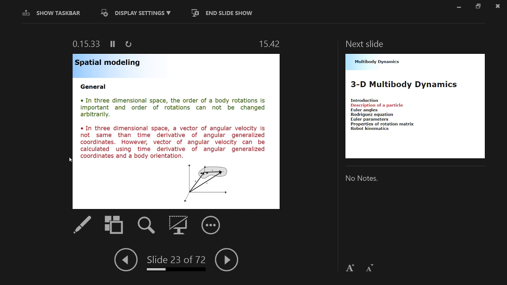And now you hear me and you're like, what? That's all right, because this is a very difficult concept to understand. But basically what I'm saying is that when we have generalized coordinates that describe the body orientation, those are not the same as angular velocities if you differentiate them with respect to time. So this is a very difficult concept to understand. Why are they not the same, how are they related? That's what I would like to explain when I'm explaining 3-dimensional multibody system dynamics to you.